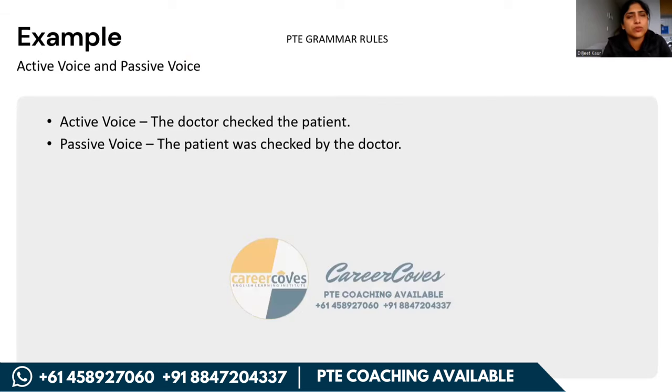The example has been mentioned on the screen. The active voice is: the doctor checked the patient. So the doctor has performed something on the patient. Now, if we say it in an indirect way, in the passive voice, we will say: the patient was checked by the doctor. So was is there. Why? Because it is the past indefinite tense, because checked is the second form of the verb in the active voice. So there can be use of was and were. Was is used because the patient is singular. So was will be there, and the third form of the verb, checked, will be there. So this is the active and passive voice.